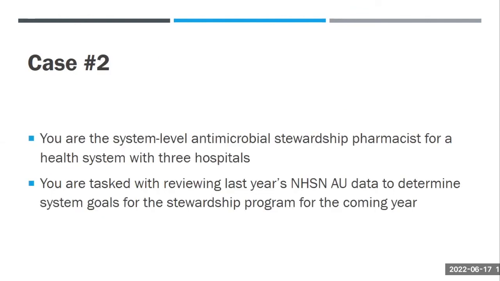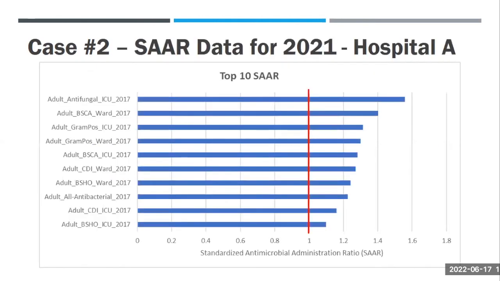And so now looking at case number 2. In this case, you're a system level antimicrobial stewardship pharmacist for a health system with 3 hospitals. You're tasked with reviewing last year's NHSN antimicrobial utilization data to determine system goals for your stewardship program for the coming year. And so this is another view.